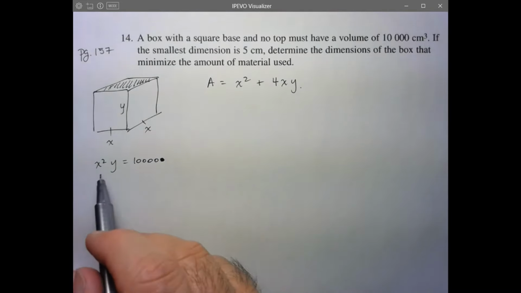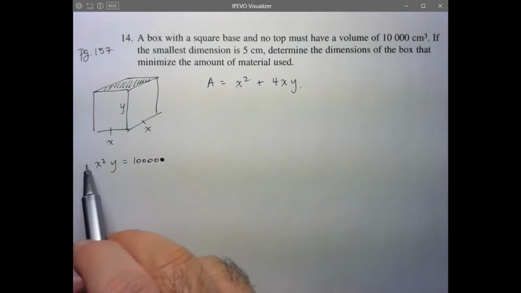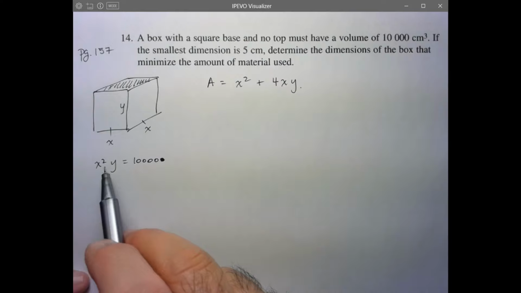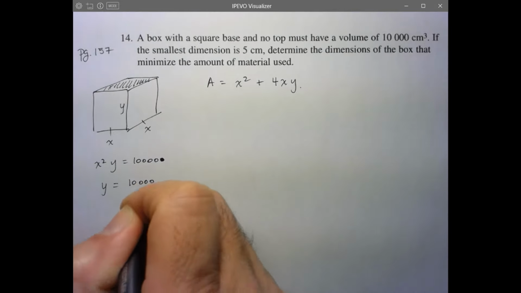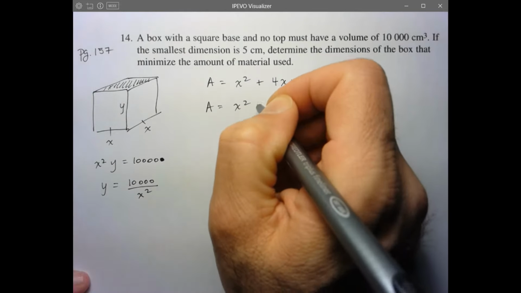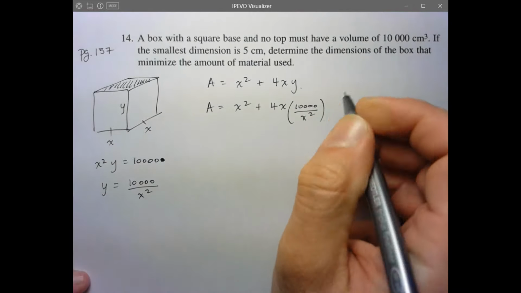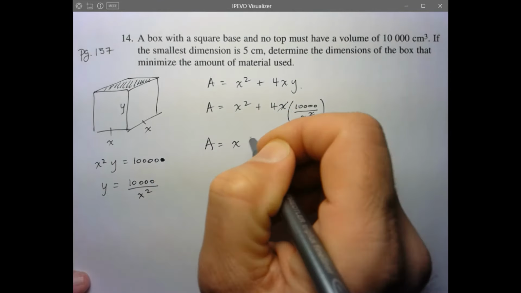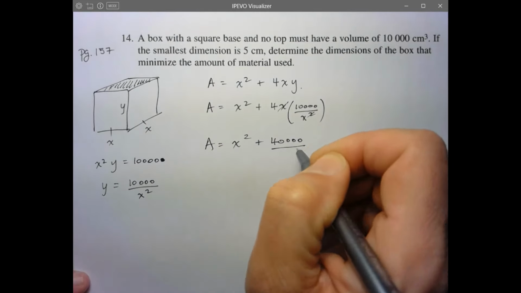I need to use this to write one variable in terms of the other. Which one to choose depends on what my equation looks like. I could solve for X squared, but then I'd have to solve for X and I'd end up with a square root. I want to avoid that at all costs if I can, so it makes more sense to isolate the Y, and then I can just replace this into the equation much more easily. So 4X times 10,000 over X squared. Can do a little simplifying here. That X reduces with one of the X's in the denominator. And so now we have our model in terms of one variable. That'll just be 40,000 over X.